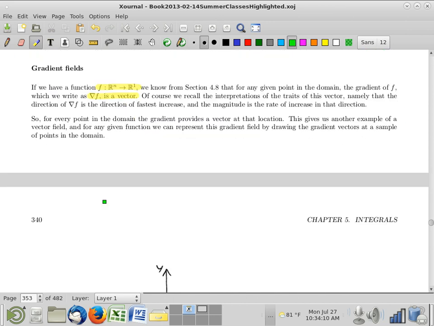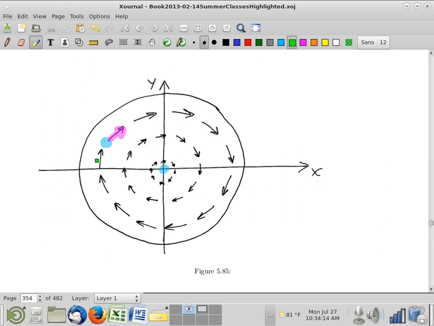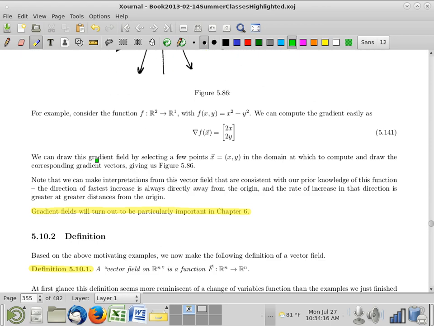All right, one last example. I'm going to make the observation that if you have a real valued function, there's one.